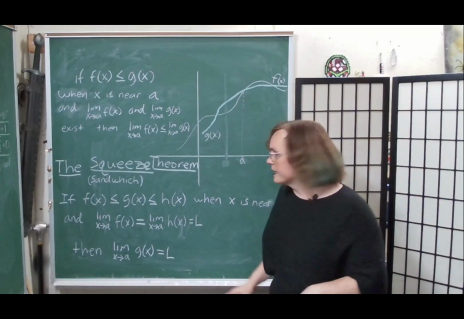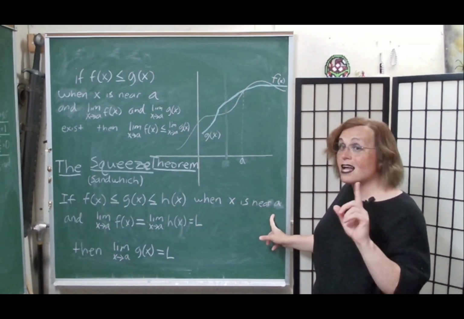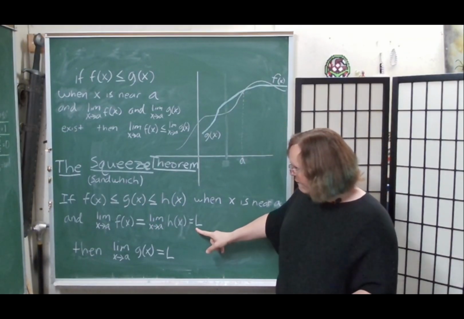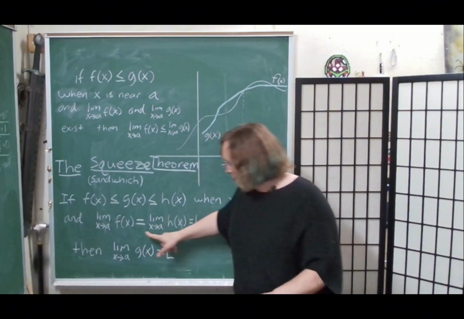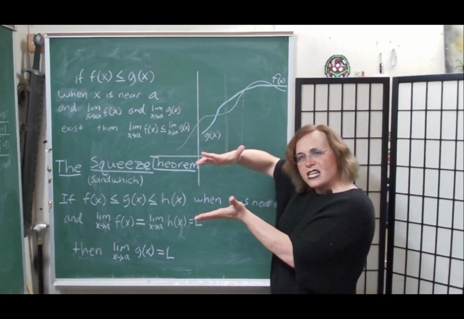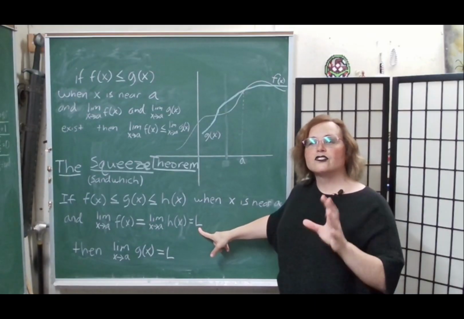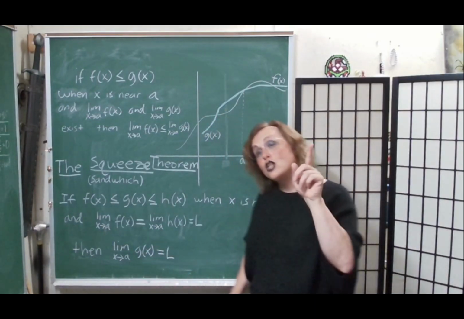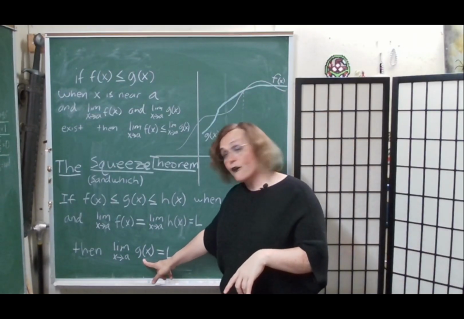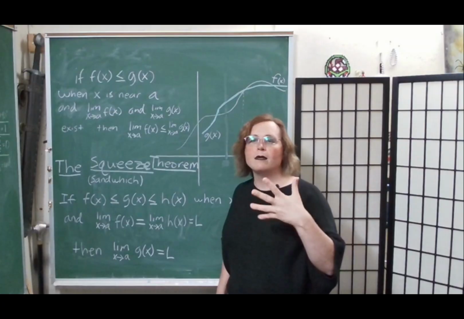Okay? So the first thing that has to happen is the three functions have to be in this relationship when x is near a but not necessarily at a. And then the outer two functions have to have the same value when x approaches a. If that holds true, then what happens is they squeeze that middle function down to that same value. And what this lets us do is use two functions that we know their limit, or at least can find their limit, in order to find the limit of a third function that is just a little bit too problematic or where maybe we're having issues.